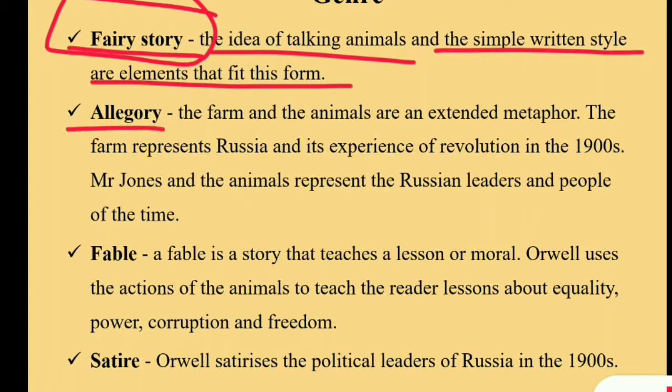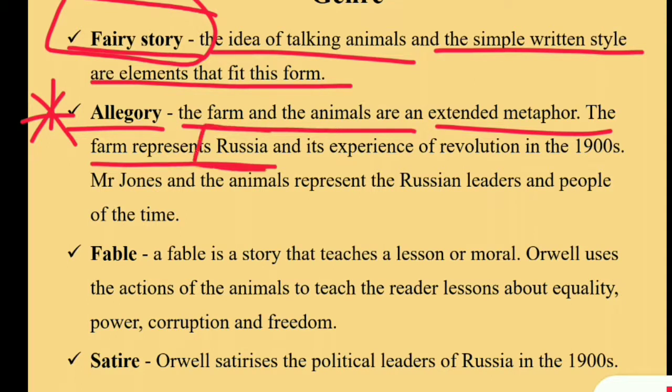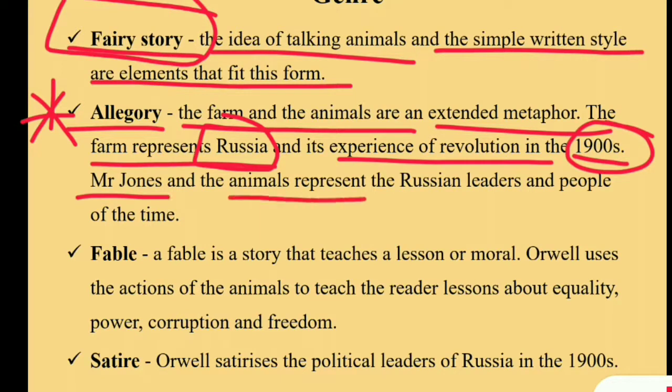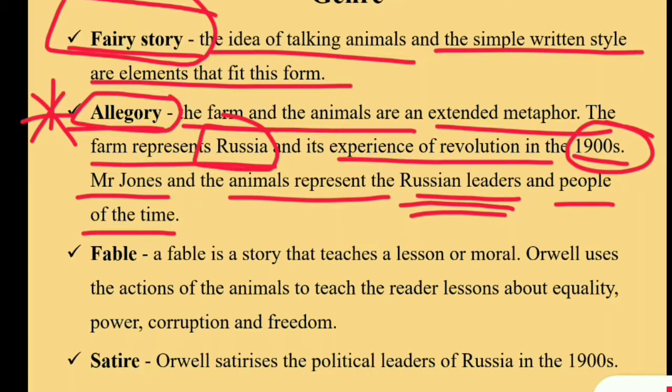Allegory. This is very important. The farm and the animals are an extended metaphor. The farm represents Russia and its experience of revolution in the 1900s. Mr. Jones and the animals represent the Russian leaders and people of the time. So it is allegory. It represents something or somebody.